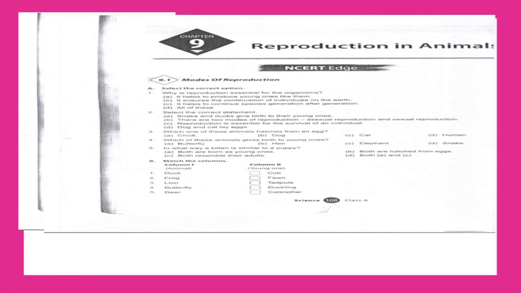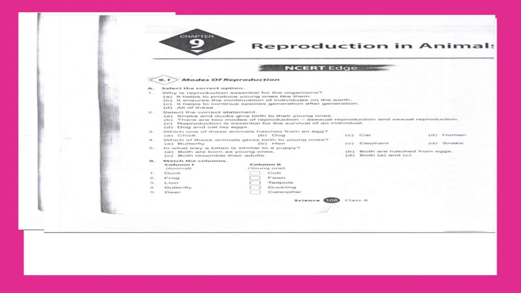Then third question, which one of these hatches from an egg? Answer: chick. Because dog, cat and human are viviparous animals which give birth to young ones. What are viviparous animals? Animals which give birth to young ones are called viviparous animals. I hope you understand.